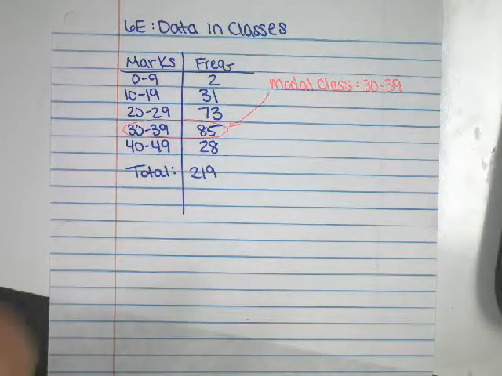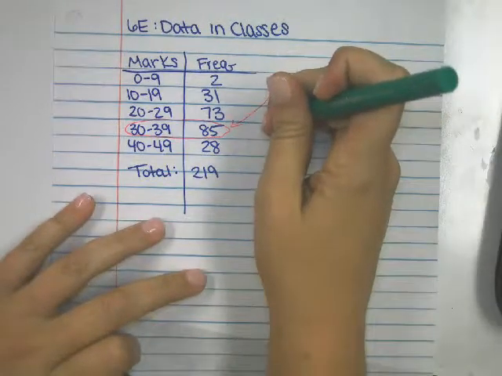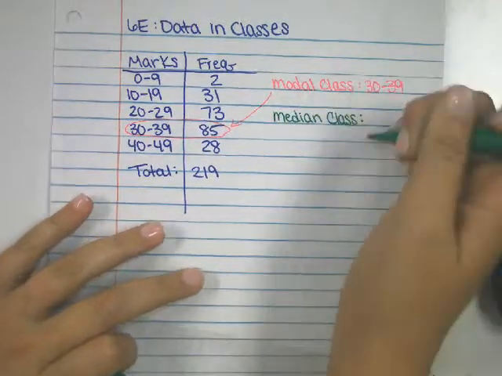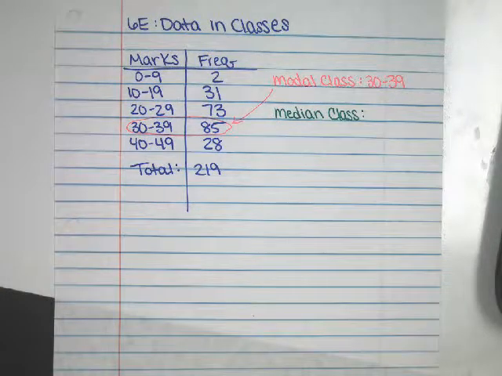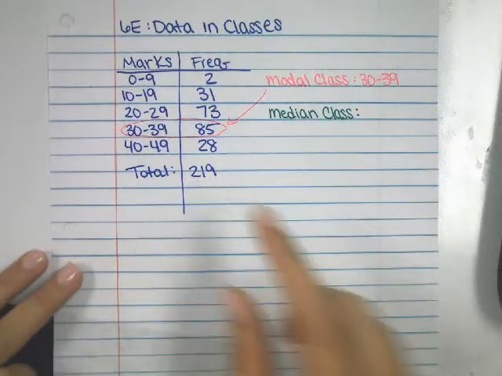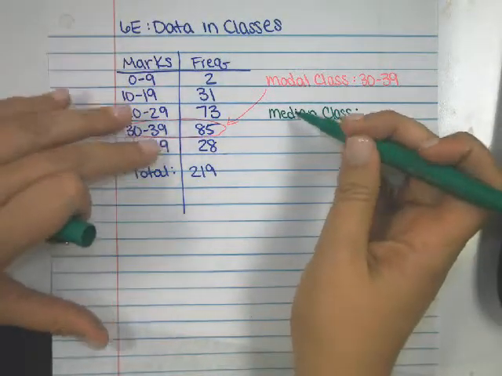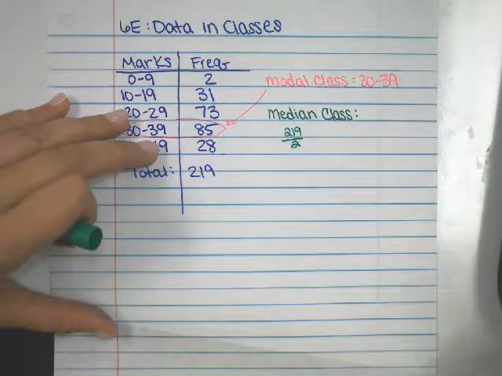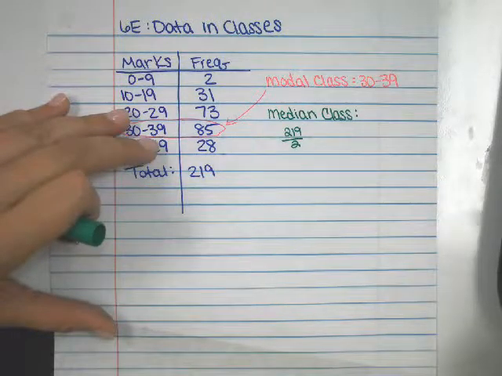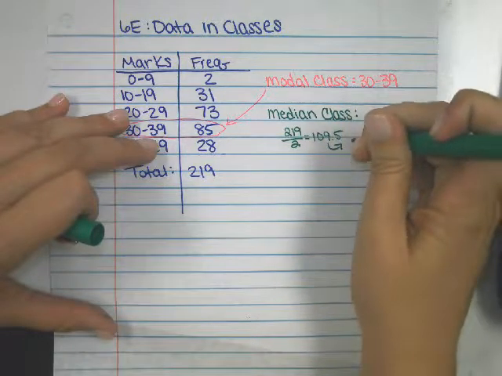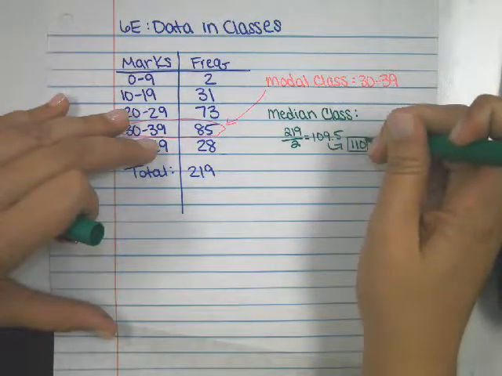Our median, we're going to have a median class as well. It's not going to be an actual median number. So our median class is the one in the middle. Well, there's 219 total data items collected. So median is right in the middle. So we do 219 divided by 2. 219 divided by 2 gives me 109.5. We round up, and we want to look at the 110th term.